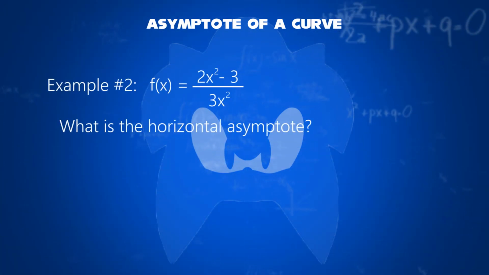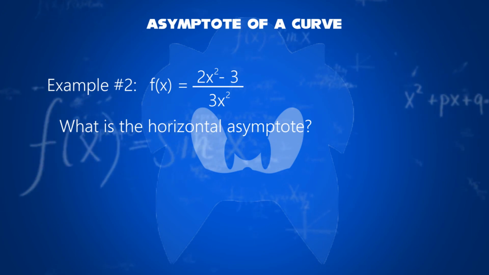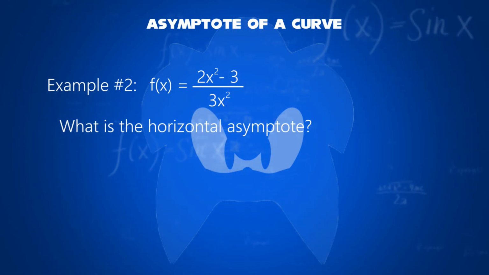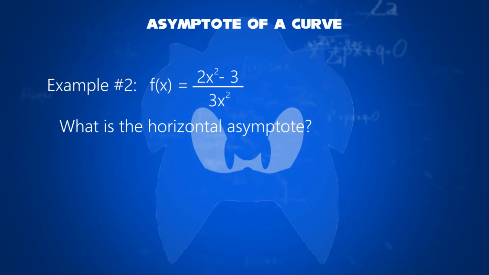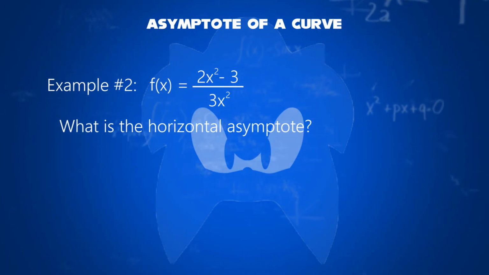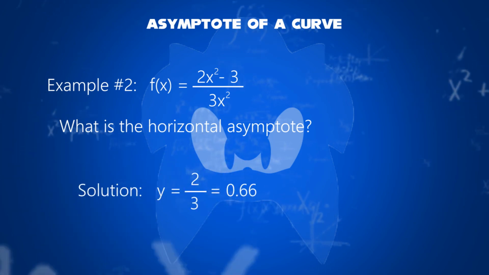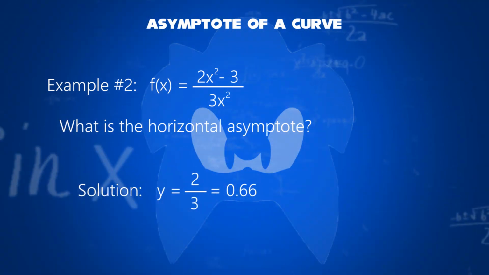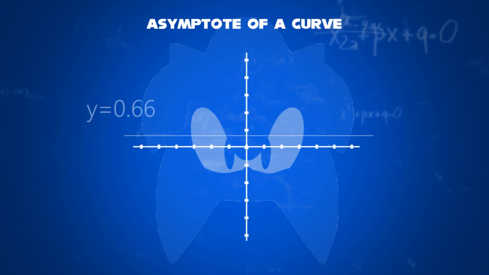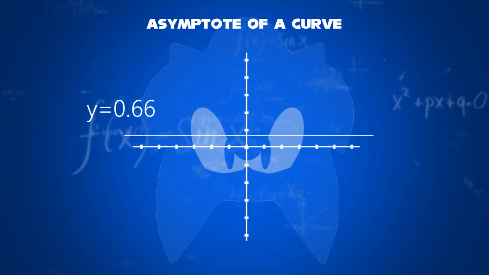Another example, one for the horizontal asymptote. f of x equals (2x squared minus 3) divided by (3x squared). What is the horizontal asymptote? You will need to take the coefficients of x squared, in which y becomes 2 by 3, that is 0.66. We can now depict this in the graph that you can find out the asymptote.